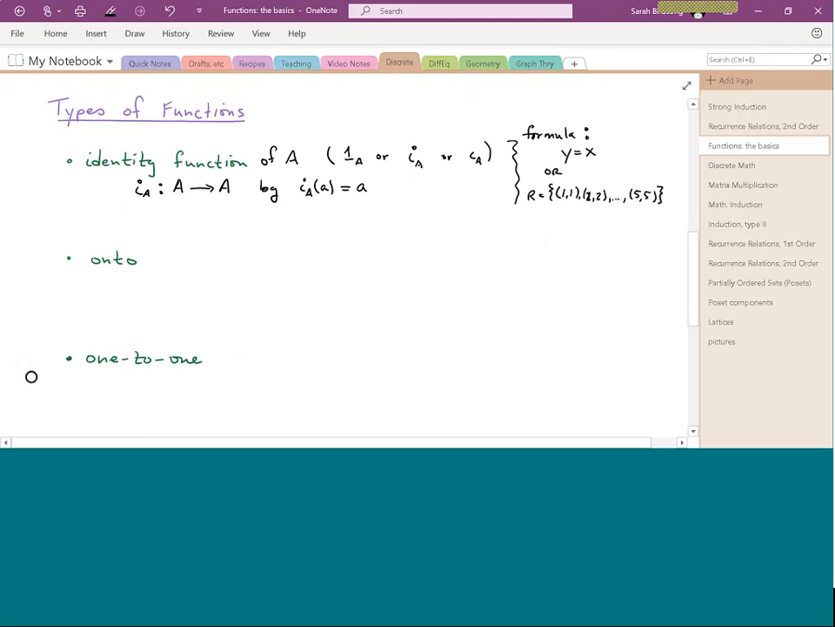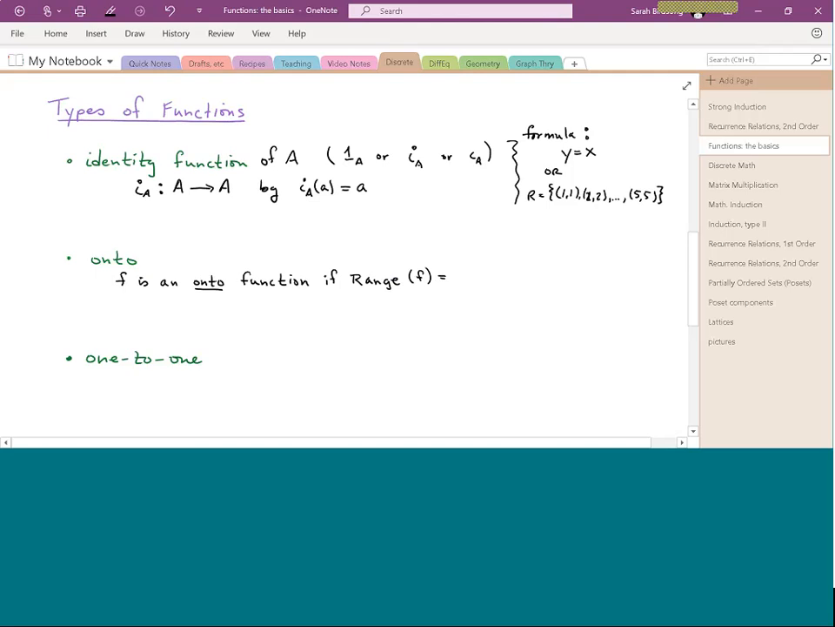So a function is onto. Here's our definition of an onto function. F is an onto function. We're not checking to see if it's a function. We're assuming that it already is a function, and then we're checking to see if it is onto. So the property of being onto goes as follows: if the range of your function is exactly equal to your codomain.